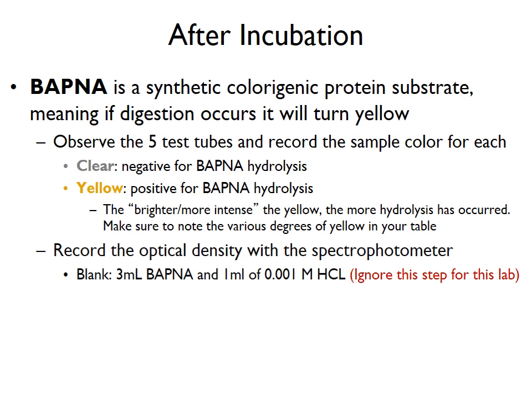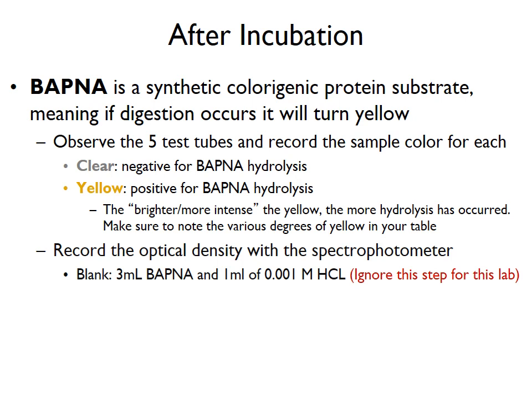But if you see a yellowish coloration, it means that it's positive for BAPNA hydrolysis, and the intensity of the yellow color will tell you the level or the degree of hydrolysis. After this, we're supposed to use a spectrophotometer to measure the degree of coloration that is formed, and we get the optical density, and we can plot that.